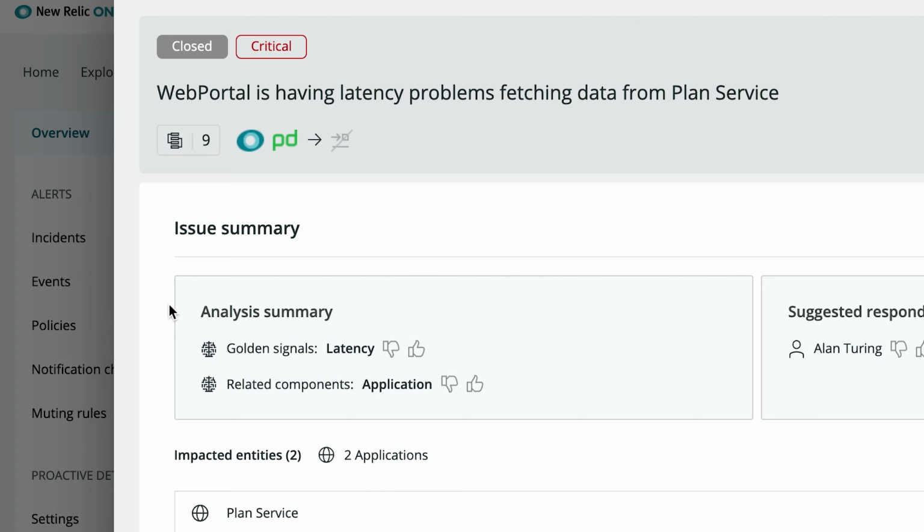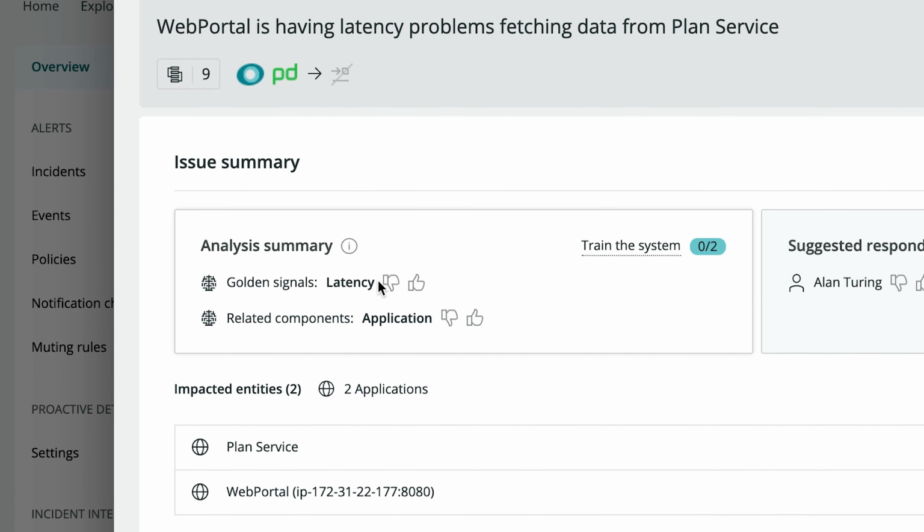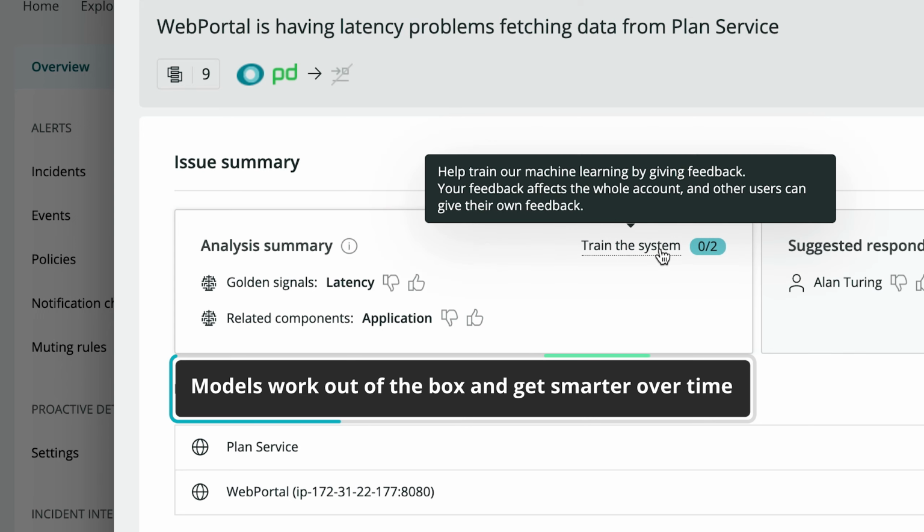Now, applying AI and machine learning, we've surfaced the impacted golden signals, in this case latency, as well as related components. These models work out of the box and will continue to get smarter as they train on your usage data. You can also train them yourself using direct feedback here.